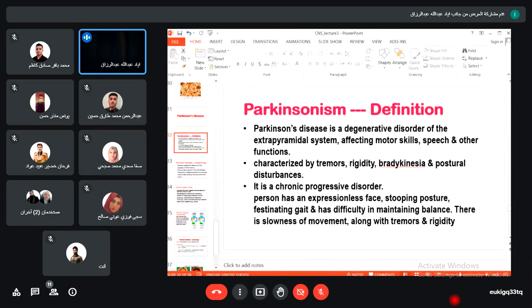Stooping posture, there is abnormal posture. There is difficulty in maintaining balance, meaning the person loses balance. There is bradykinesia, which is slow movement, together with tremor and rigidity. Tremor is abnormal shaking movements of the hands. And rigidity is increased spasticity.